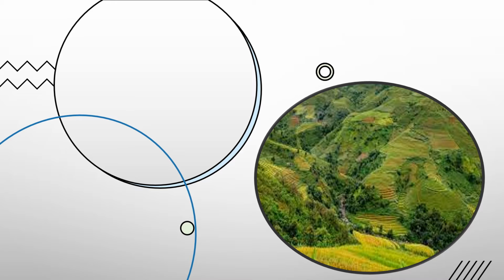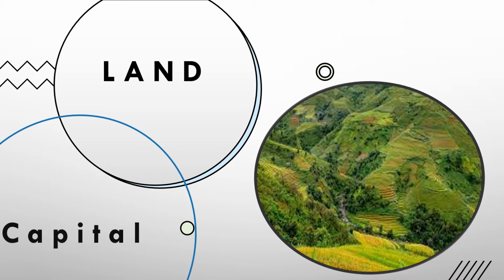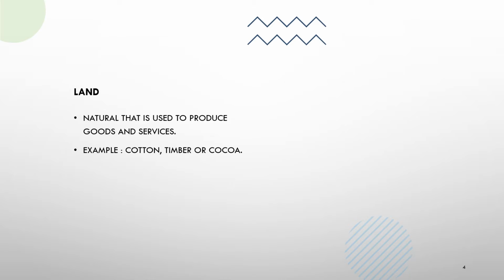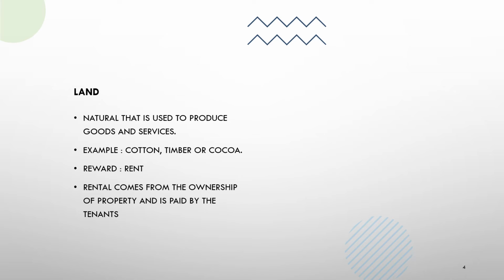Now let me look at the first two categories, which are land and capital. First, the first factor of production, which is land. Land is a natural resource that is used to produce goods and services. This includes land itself, but also natural resources that come from the land, such as cotton, timber, or cocoa. The payment made to the owner for the use of land in the production process is called rent. The rent comes from the ownership of the property and is paid by the tenant.